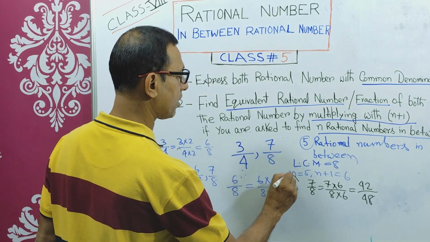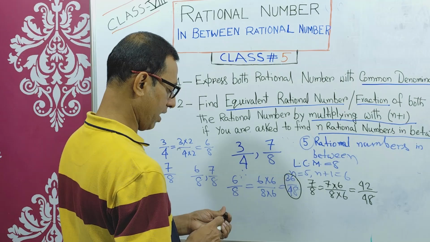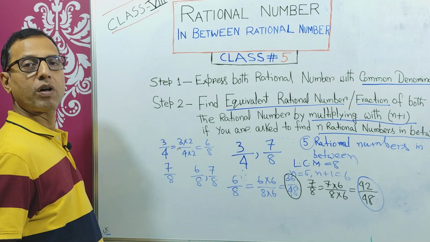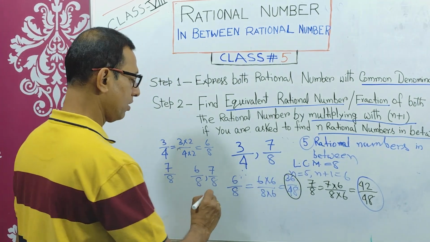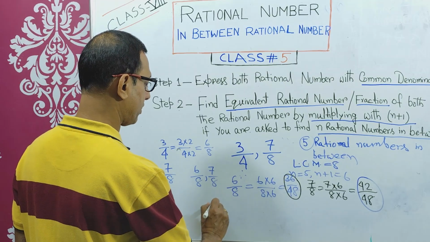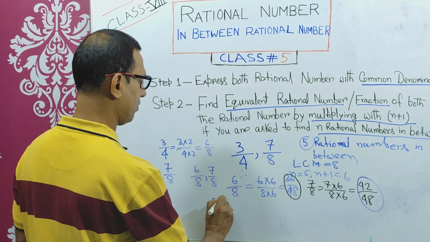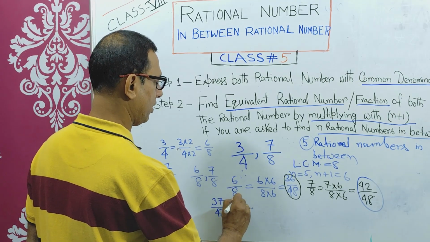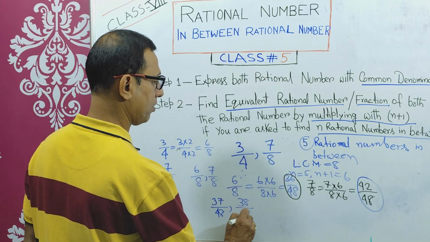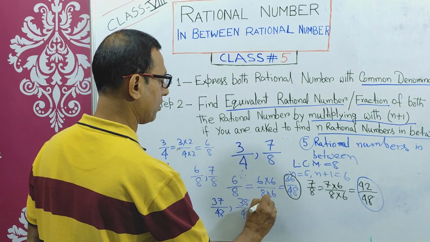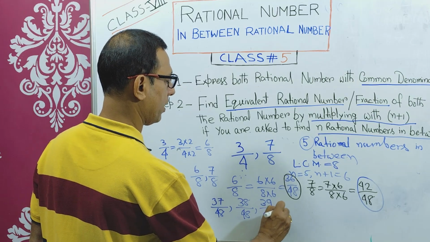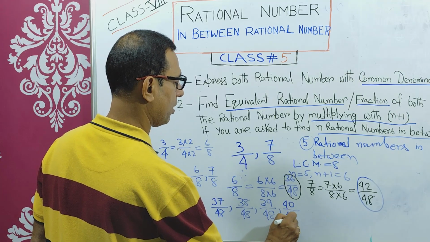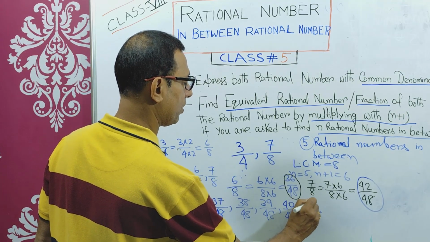So now what are the numbers? You have one number that is 36 by 48 and you have another number that is 42 by 48. So what will be the 5 in between numbers? After 36 by 48, 37 by 48. Next 38 by 48. Next 39 by 48. Next 40 by 48 and next 41 by 48.